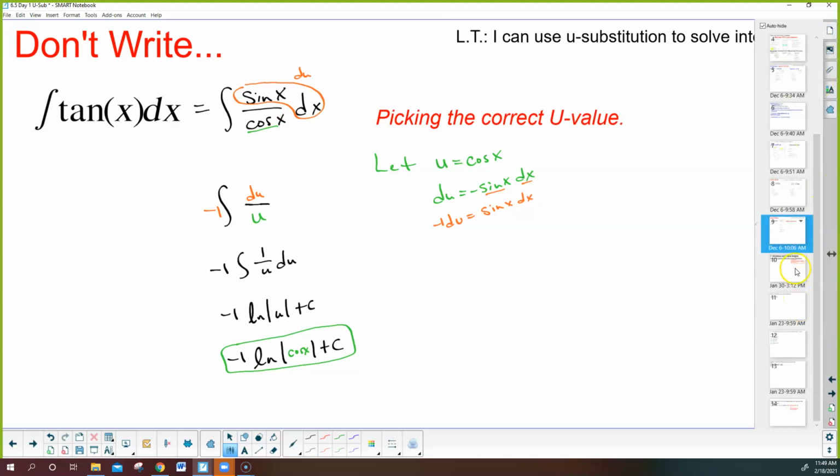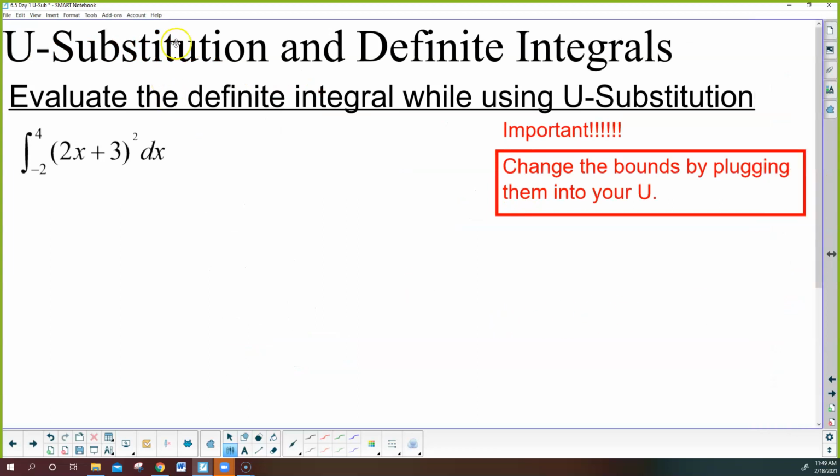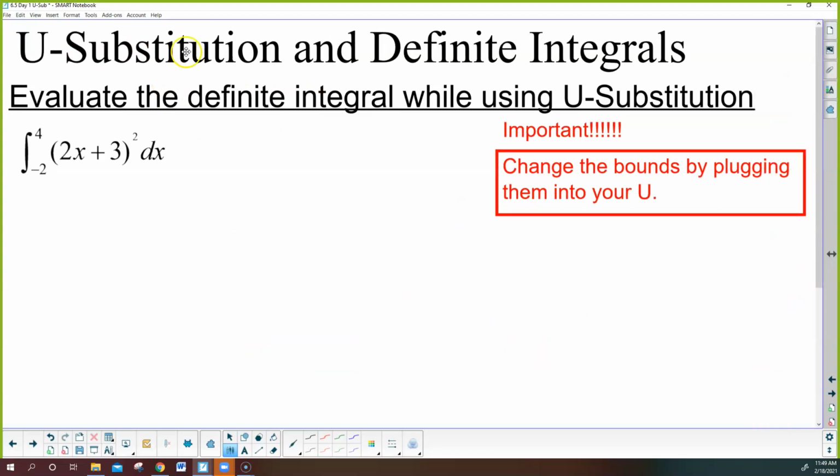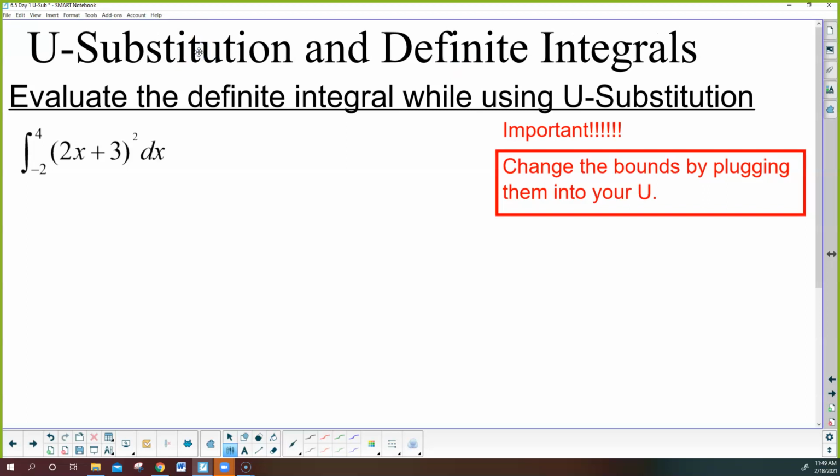Okay, so we've got one last thing. Definitely write this down. U-substitution and definite integrals. Everything we've done so far hasn't had any bounds to it. Now, this is where I think you're really going to like U-substitution, because it makes the definite integrals, the ones with bounds, a lot faster.